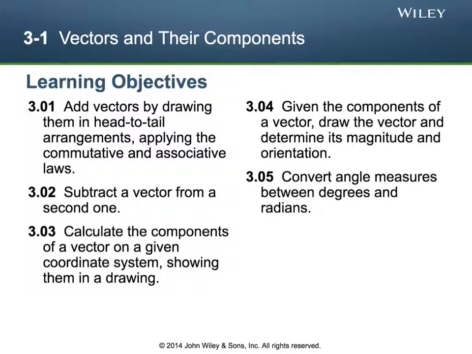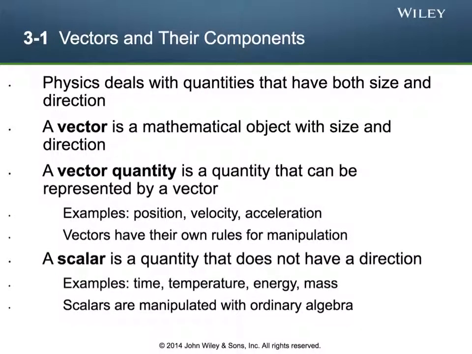In this video, we're going to look at vectors and their components, and our objectives here are to add vectors by drawing, subtract vectors from one another, calculate the components of a vector in a given coordinate system, given the components of the vector, be able to draw the resultant vector and determine its orientation, and then convert angles between degrees and radians.